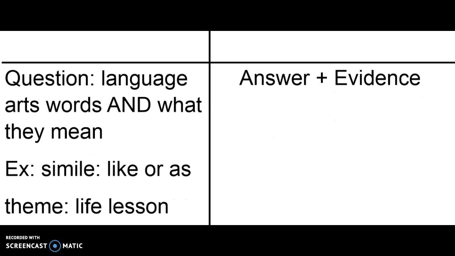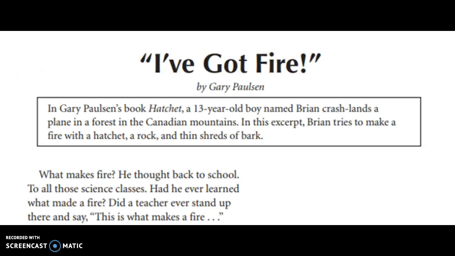Below the line in the center, on the left-hand side, we're going to consider each question and write down key language arts words and what they mean. So for example, if we see simile in the question, we're going to write down simile, like or as. If we see theme in the question, we're going to write down theme, life lesson. Then on the right-hand side, we're going to write down our answer plus our evidence. We're not going to look at the answer choices until we've carefully considered the question and even covered up the choices so they're not distracting us.